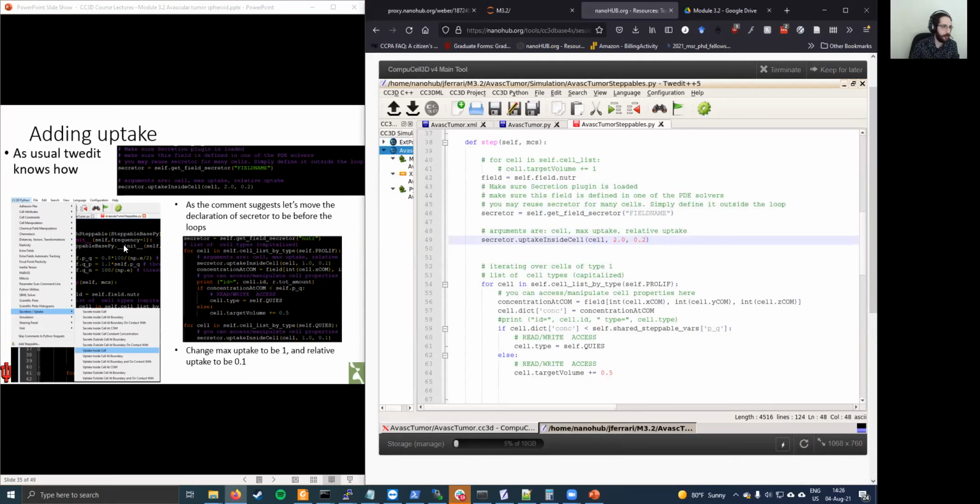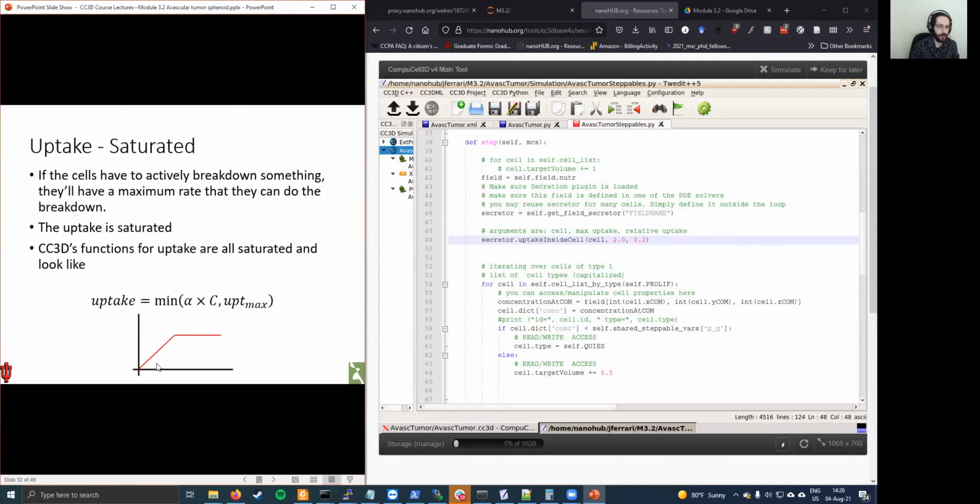This function, as a reminder, looks like this. While the concentration is above this maximum, it's only going to take the maximum. And if it's below the maximum, it's going to take a percentage of the concentration that is there.